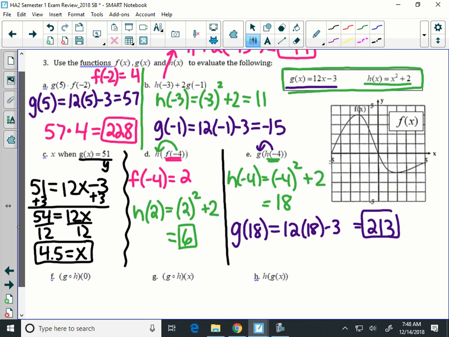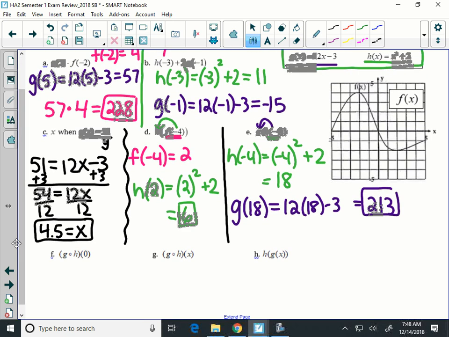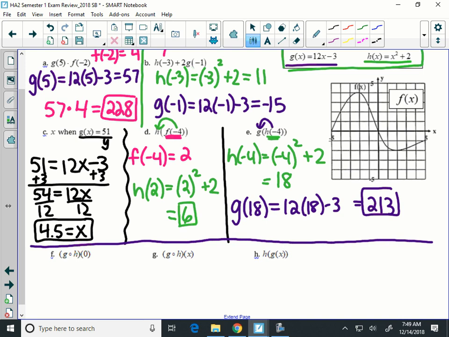All right, we are almost done here. We have some more composition here. G of h of 0. You start on the right with h of 0. All right, h of 0 would be 0 squared plus 2, which is just an output of 2. I'm going to take that 2 and put it into the function on the left, which is g. G of 2 is 12 times 2 minus 3. So 24 minus 3, which is 21.